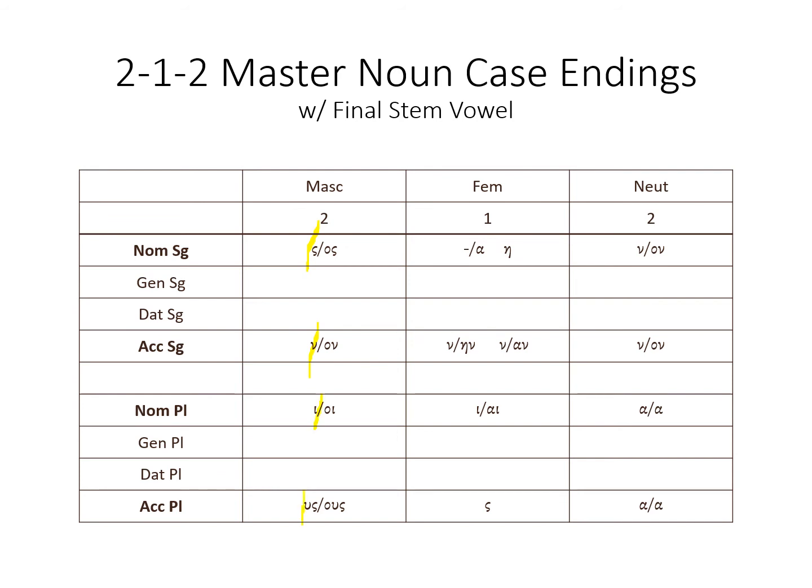And on the right of the ending, after the slash, what that ending looks like following the final stem vowel. See that pattern? So we have here the omicron is the final stem vowel, and then we add the sigma, we add the nu, we add the iota, we add the upsilon sigma. And you can follow that same pattern then with the feminine and the neuter.